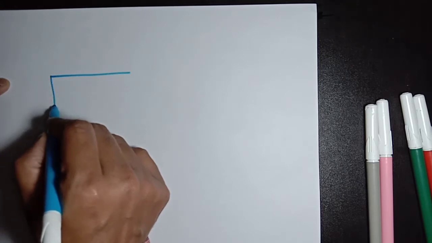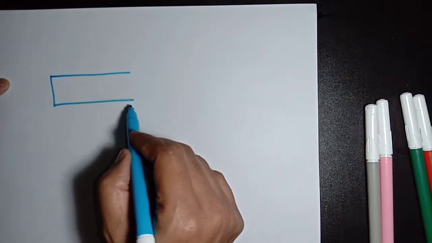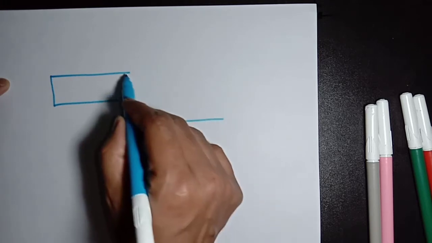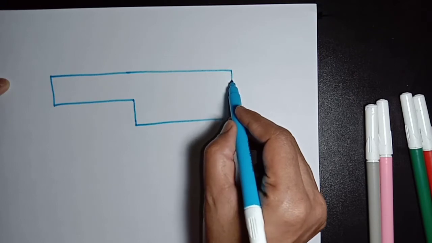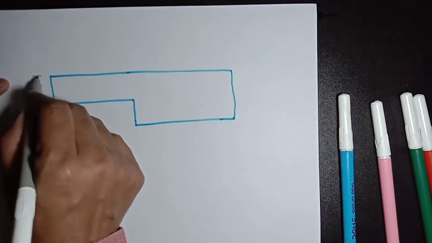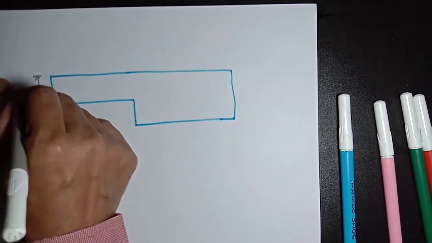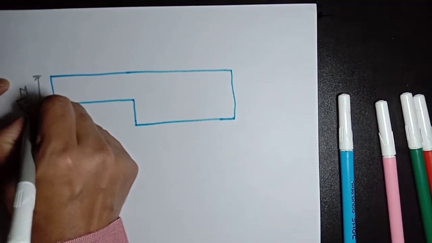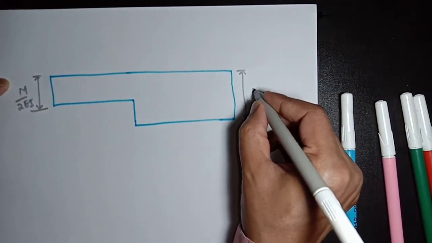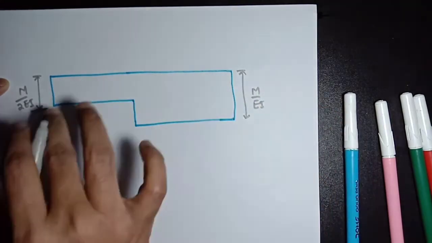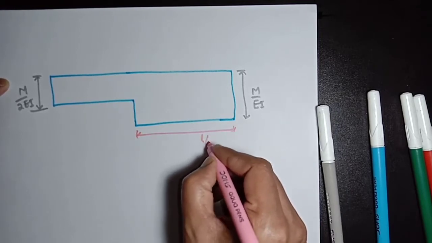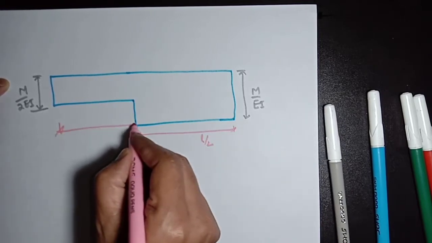Here I'm taking the large value for clear understanding. This value is m over twice EI. This value is m over EI. This is the M diagram, and this length is L by 2. This length is also L by 2.